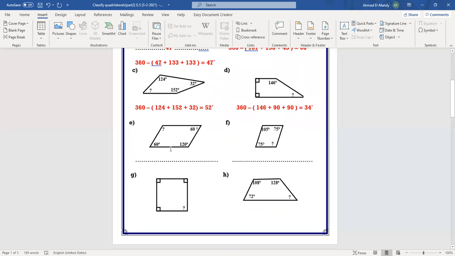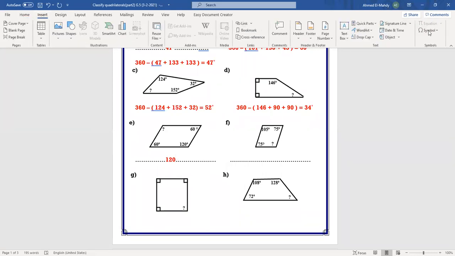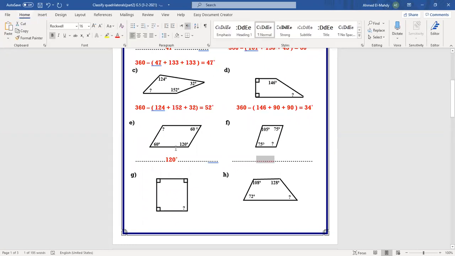The next one. Use the properties of the parallelogram. What is the measure of the unknown angle? What is the measure of this angle? 120 degrees, because it's opposite to 120. They are equal in measure. The next one: 105 degrees. Also the same idea, opposite angles. 105 degrees.